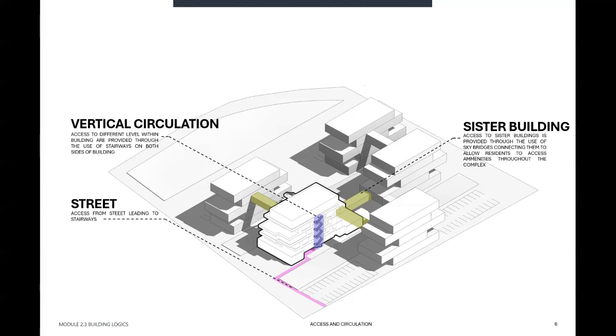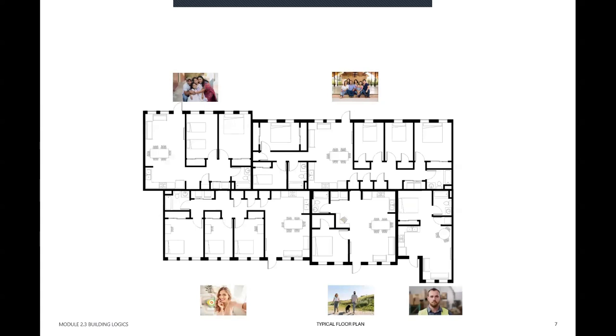And then we also have the vertical circulation. So this is how we access all of our different floors in our building. There are two sets of stairways on each side of the building, and these provide access to all of the floors. And to access the rooftop, there's only one stairway that accesses it. So that would have to be on the north side of the building. Here I show a typical floor plan.